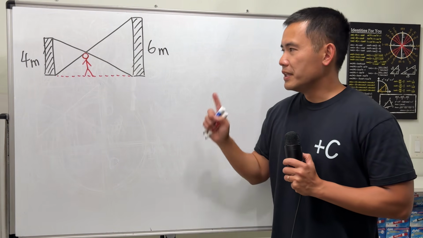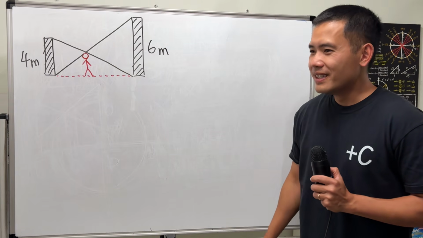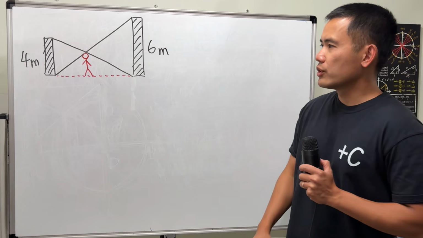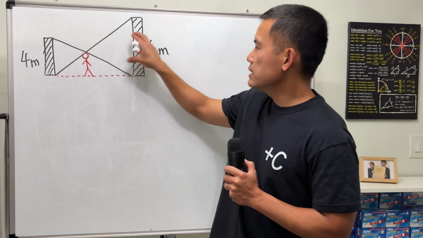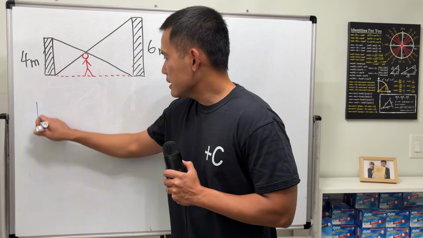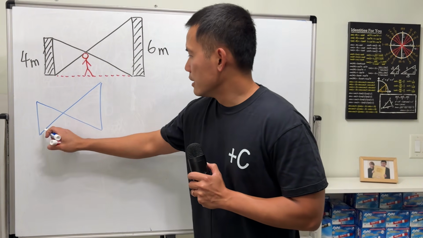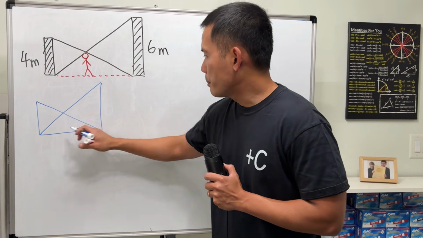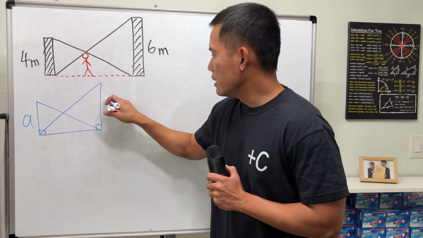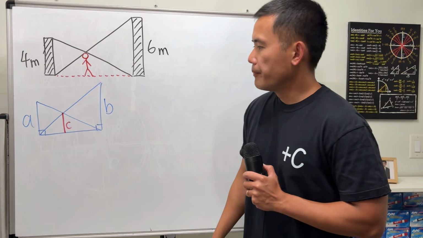I will tell you though, this person is actually really, really tall. But more importantly, for this kind of question, we have a very nice connection between this and that. What is it? Let me show you. So let's say we have a picture that looks like this. They are both perpendicular to the floor, and let's say this length right here is A, this length is B, and this length from here to here is C.